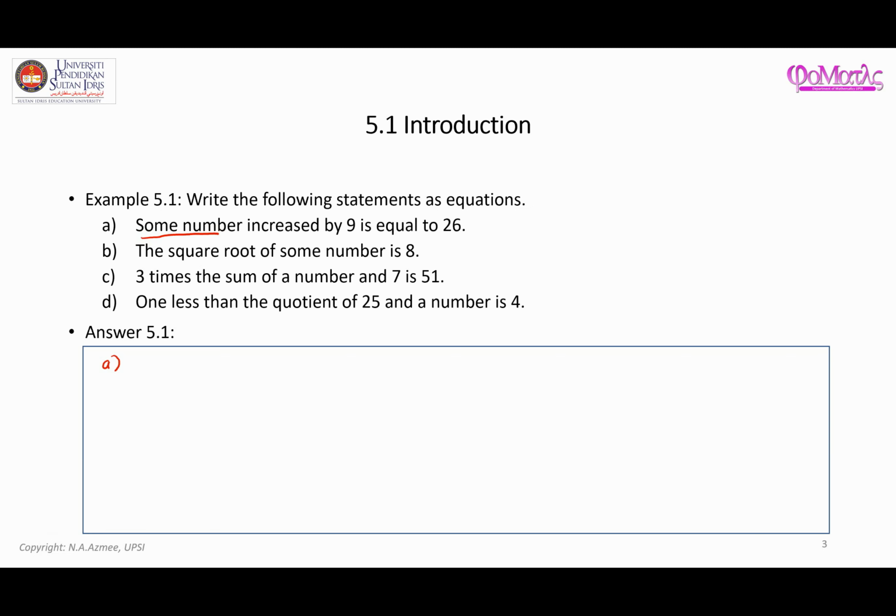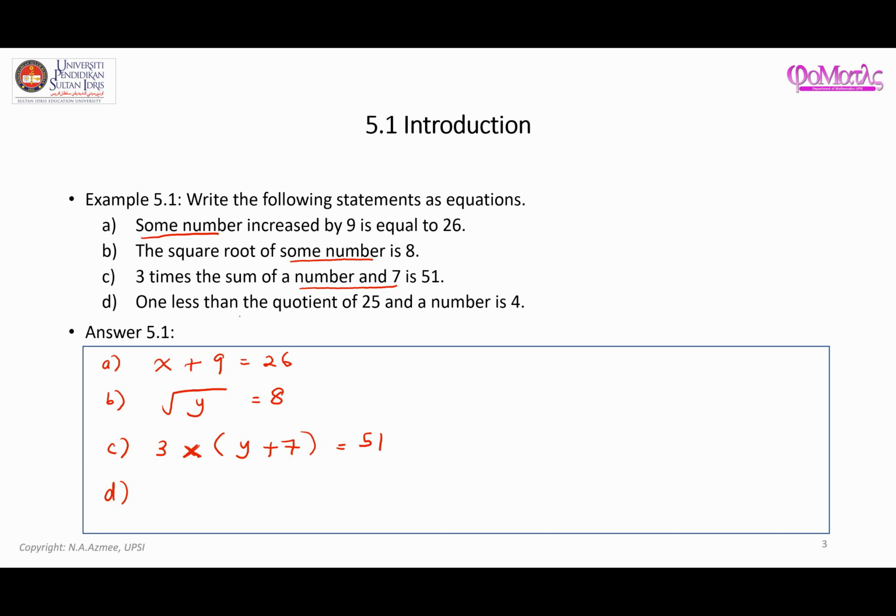Next, B, the square root of some number is 8. Again, some number you can replace with any alphabet that you fancy. So the square root of, let's say, y is equal to 8. Next, question C, 3 times the sum of a number and 7. So 3 times the sum of a number, let's say y, and 7. So this is times, this is not x, this is 3 times the sum of a number and 7, 3 times y plus 7 is equal to 51.